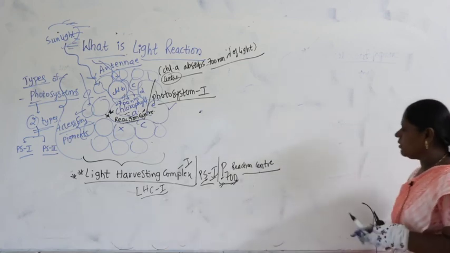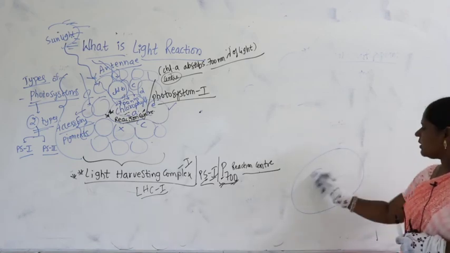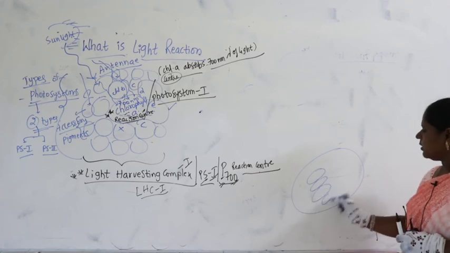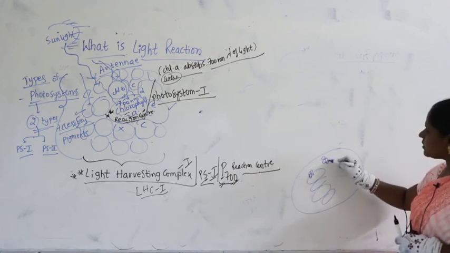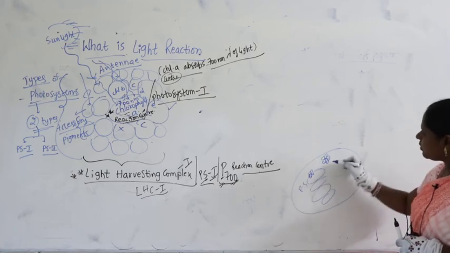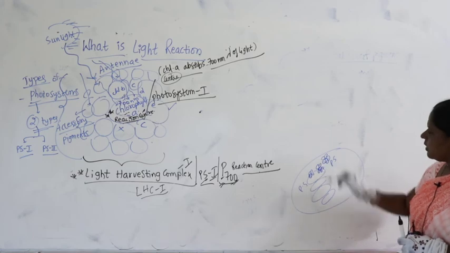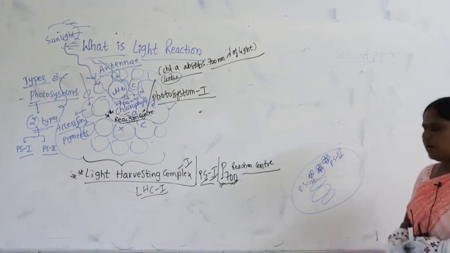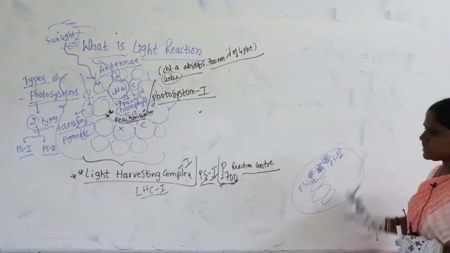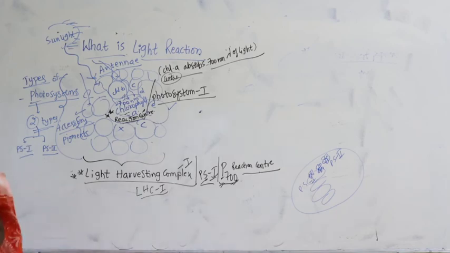Now if you look at the chloroplast, we may find so many photosystems. This is one photosystem, and there may be one here, so there are many photosystems. Here also a photosystem is there. If you take this as 1, let us take this as 2. So in the chloroplast photosystems are present. Then what is the difference between 1 and 2?